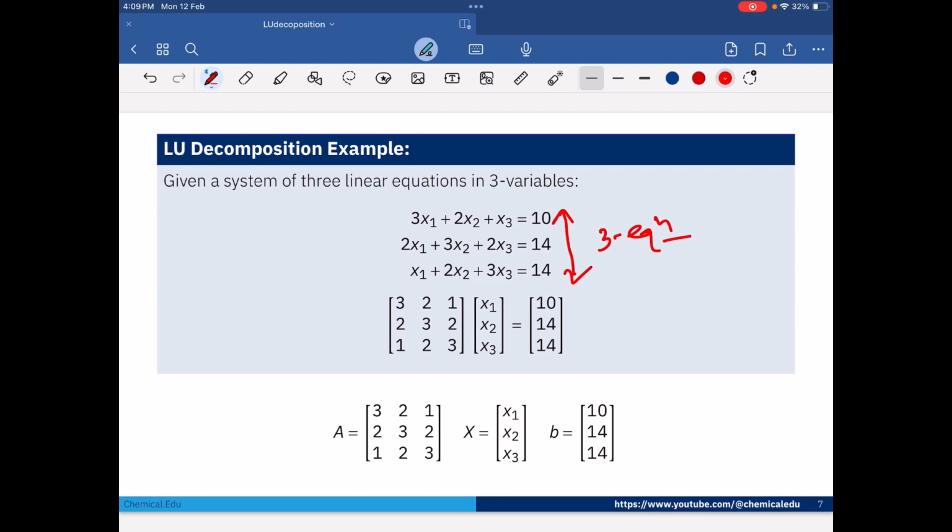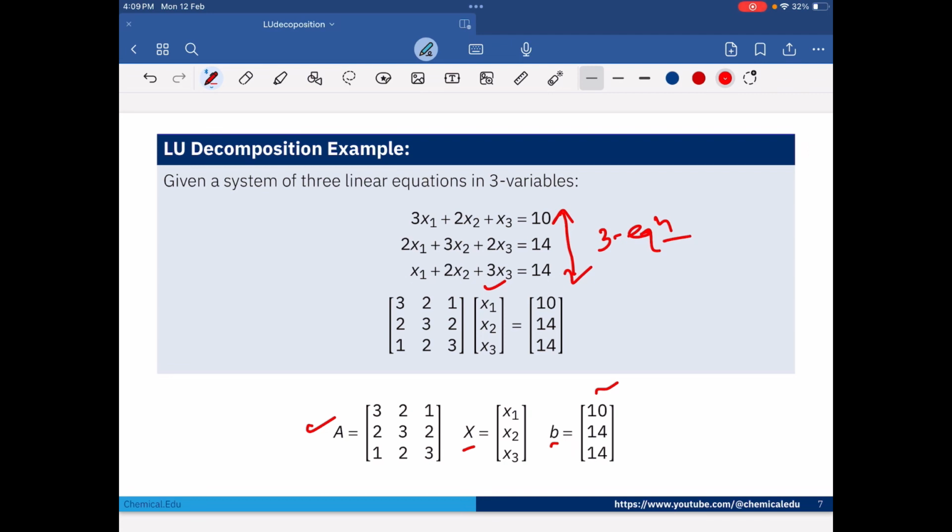So now we can write it in matrix form: 3 2 1, 2 3 2, 1 2 3, times the variable, equals 10, 14, 14. So A matrix here is 3 2 1, 2 3 2 and 1 2 3. The X variable is x1, x2, x3, and the b matrix or constant matrix is 10, 14, 14.